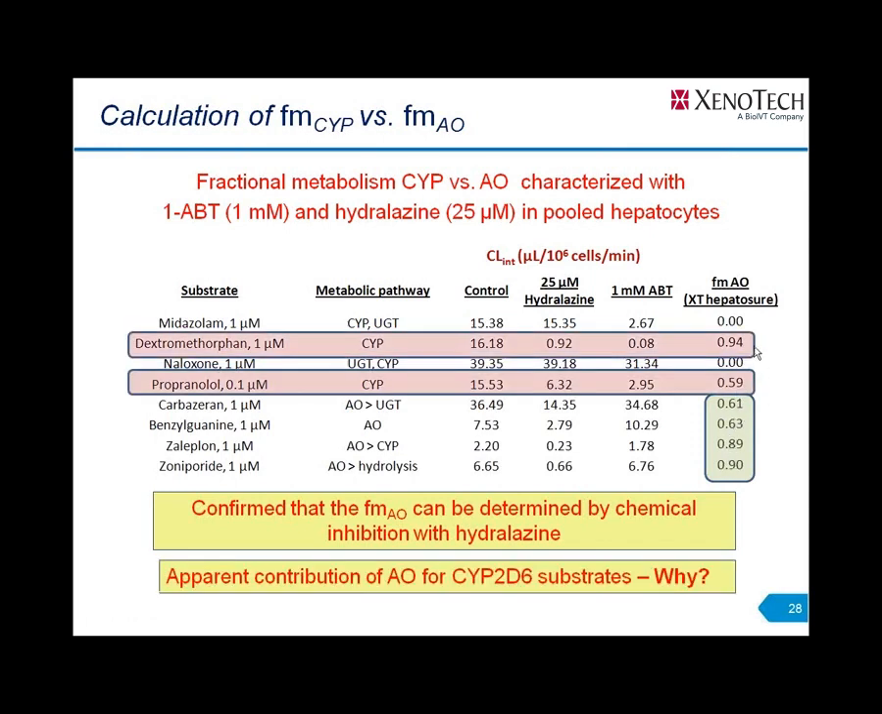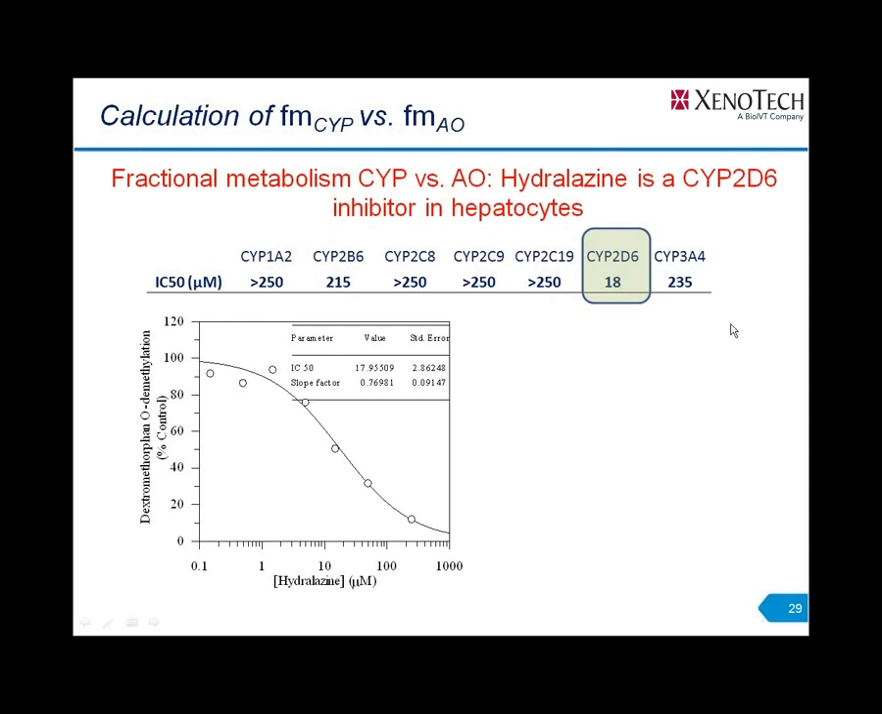Interestingly enough, we also saw a contribution for AO with CYP2D6 substrates, and these are substrates with high FM, at least dextromethorphan is a high FM CYP2D6 substrate. And this was unusual to us because, to our knowledge, these substrates are not necessarily metabolized to this degree by AO. And Scott Obach's group and the Pfizer paper saw a little bit of this as well. And it turns out that hydralazine is actually a CYP2D6 inhibitor in hepatocytes.